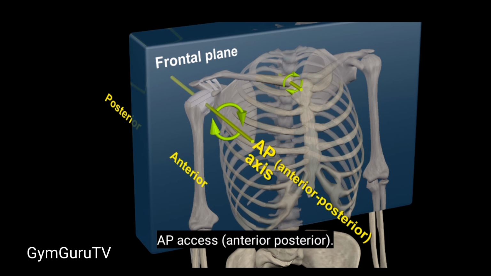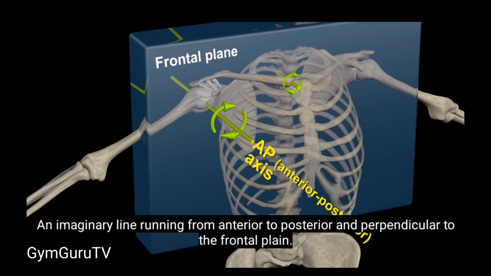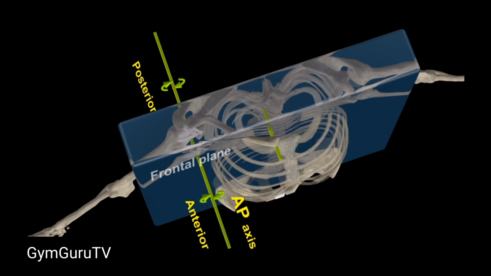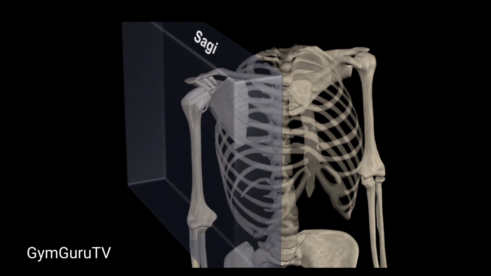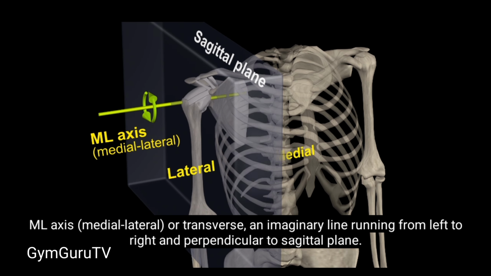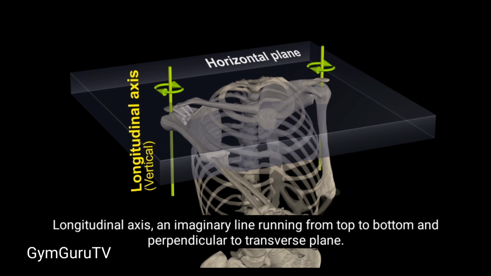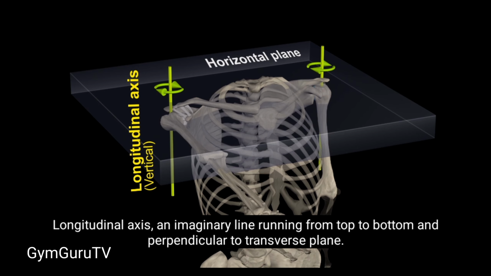AP axis, anterior-posterior. An imaginary line running from anterior to posterior and perpendicular to the frontal plane. ML axis, medial lateral, or transverse. An imaginary line running from left to right and perpendicular to the sagittal plane. Longitudinal axis. An imaginary line running from top to bottom and perpendicular to the transverse plane.